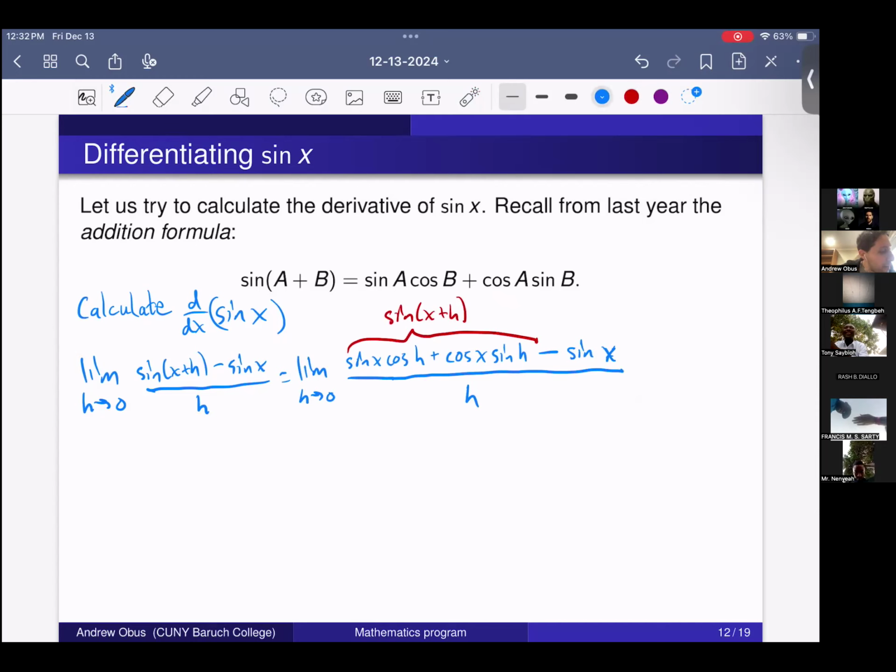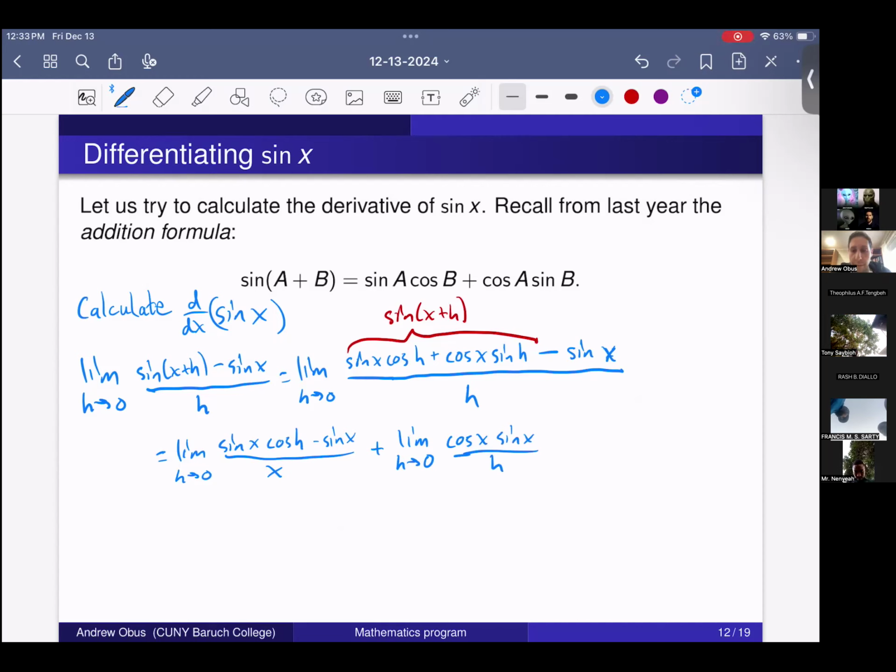And again, I'm going to group this into two separate pieces. I'm going to say this is the limit as h approaches 0 of sine of x cosine of h minus sine of x over h, and then plus the limit as h approaches 0 of cosine of x sine of h over h. All that I did was I took these two terms and put them in the first one, and then I took this last term here and put it in the second one.